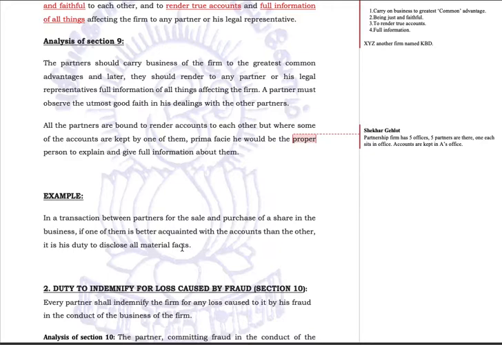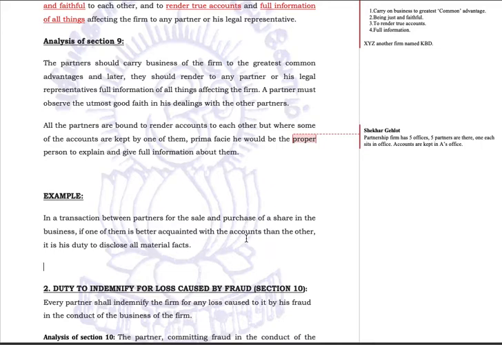Now one partner is trying to buy out the share of another partner. Suppose he is buying the share of another partner for 1 crore rupees, but the third partner knows that the value should be 80 lakh. So now he must inform this partner that the share you are going to buy for 1 crore should be valued at 80 lakh. He should not withhold his information there. He should not remain silent.